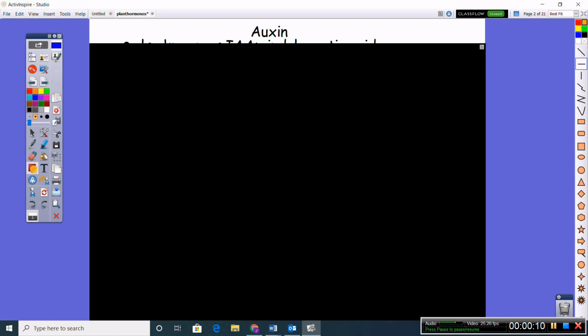So you will need your 11 by 17 note sheet that says 5 major plant hormones on it. And we're going to start on the side that says 5 major plant hormones, and I want you to find box number 1 in the upper left.